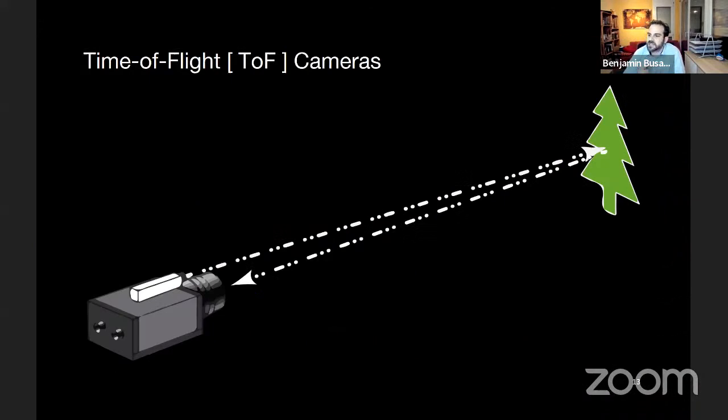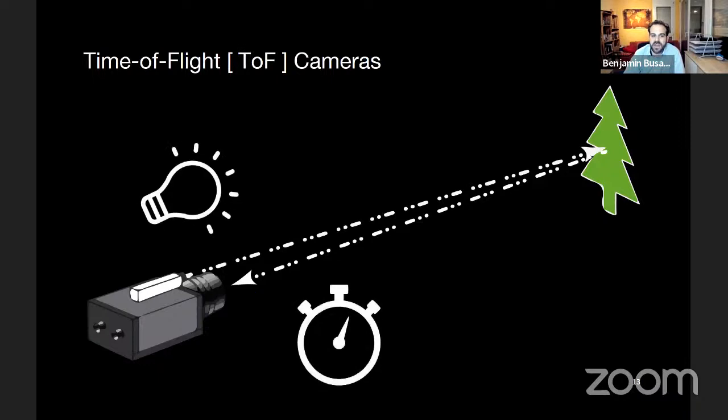Time of flight is this active sensor modality where you have an illuminator. This illuminator sends a light into the scene, and we basically measure how long the light takes to travel into the scene and back. And by basically measuring the time, we can recover the distance, because the speed of the light is constant with c, and then we can measure its distance.